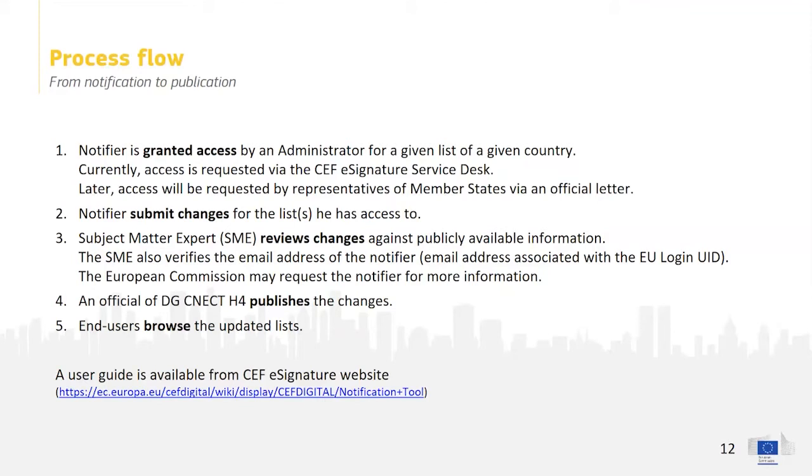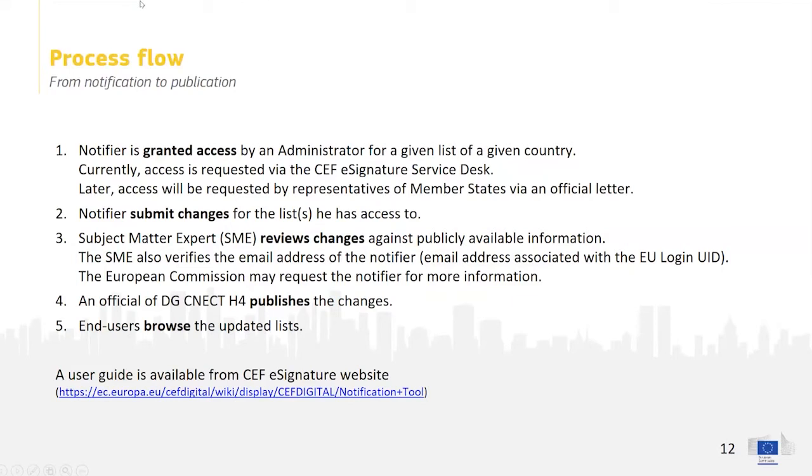And if required, the European Commission may request more information from the notifier, and in this case, the notifier is contacted by email with some questions about the notification and some verification. Then, once the notification has been reviewed, the official of DG Connect H4 publishes the change. And once the notification has been published, it can be browsed by the end users on the EU Trust Service dashboard. For your information, there is a user guide that is available on the CEF eSignature website.